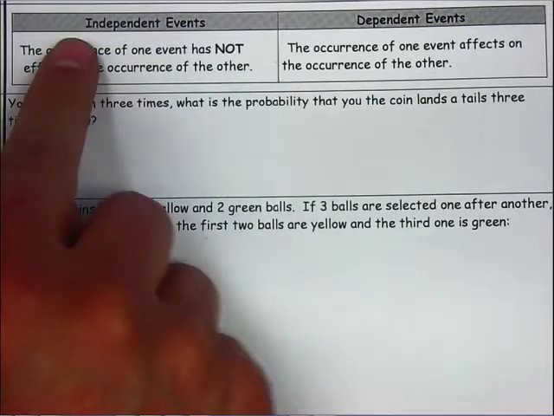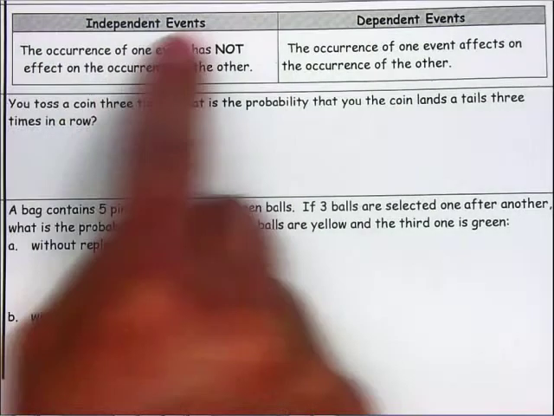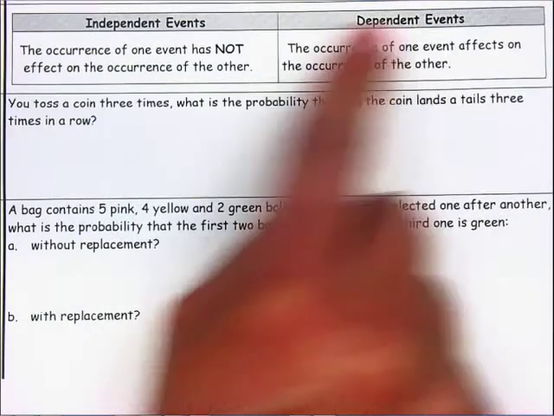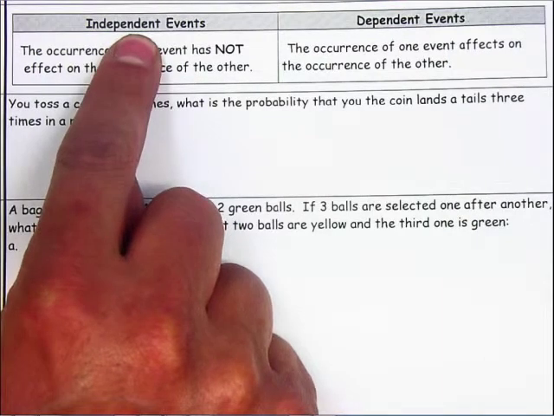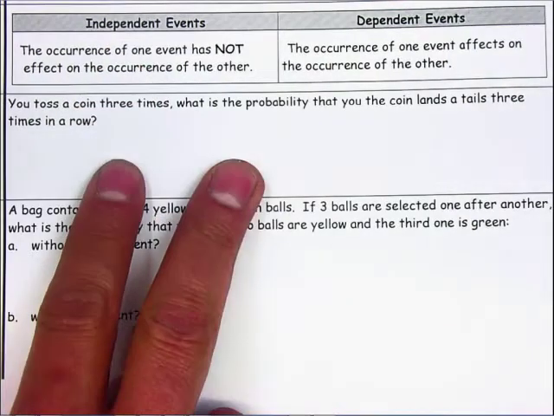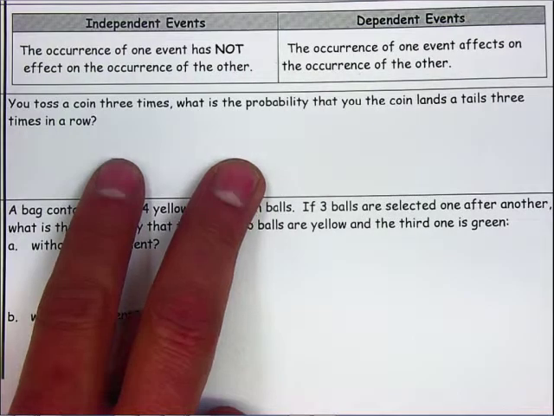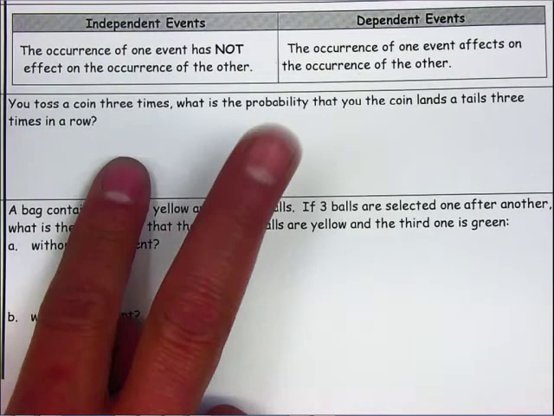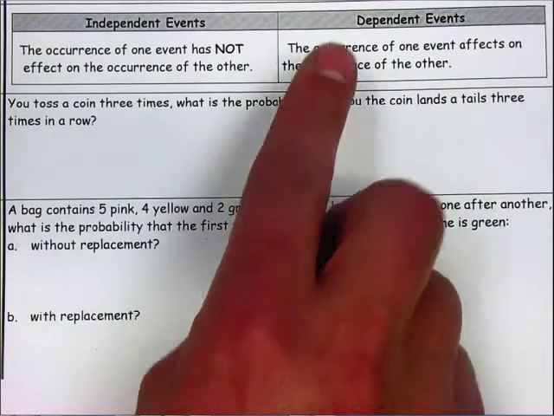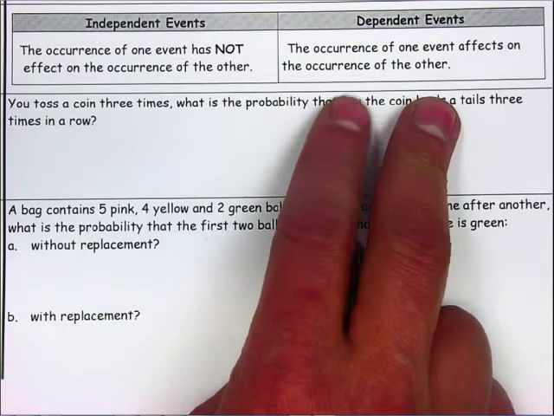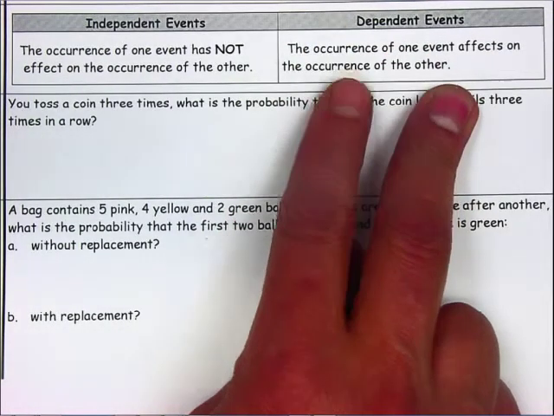We are also going to be covering independent events and dependent events. Independent events means that we have two events where the first does not change the outcome of the second. Dependent event means that the outcome of the second one depends on what happened first.